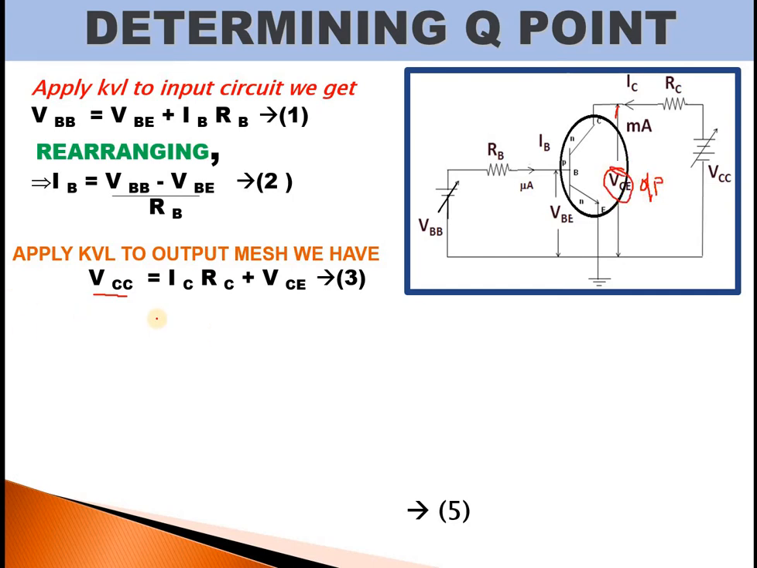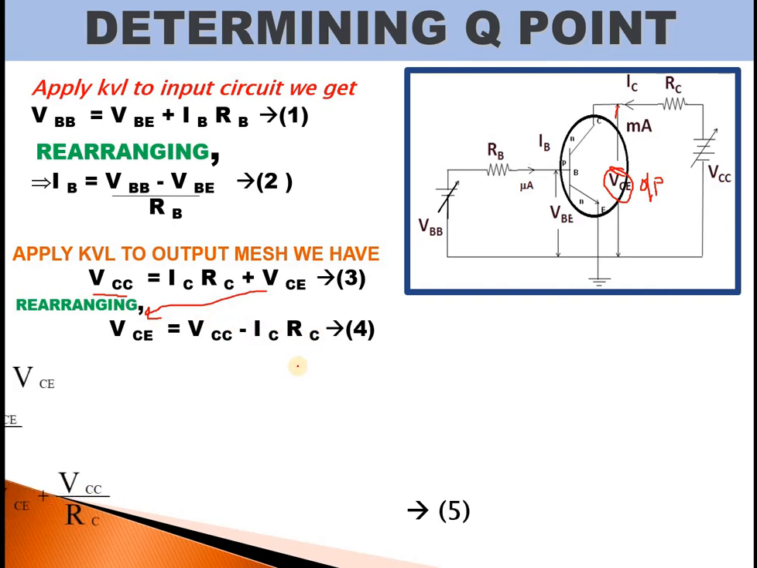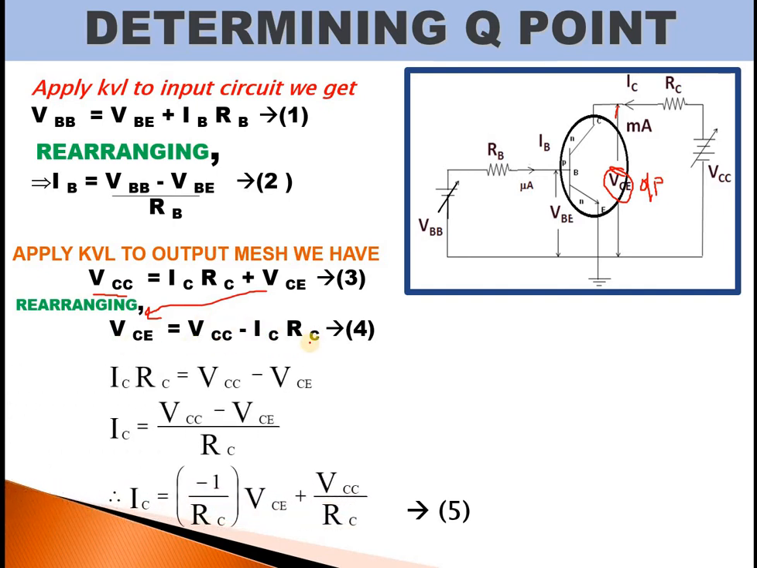So by rearranging this equation for the output, VCE, I get VCC minus IC RC. Now if I rearrange this equation, I can get IC, in the same way as I did here. IC times RC is equal to VCC minus VCE, so you take this side and bring this side, then bring this RC down. So what happens here is, I'll get IC is equal to VCC minus VCE by RC.